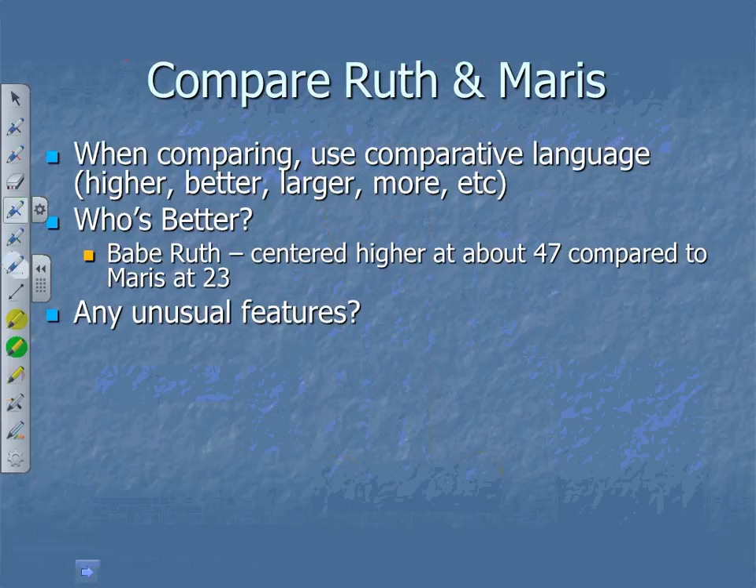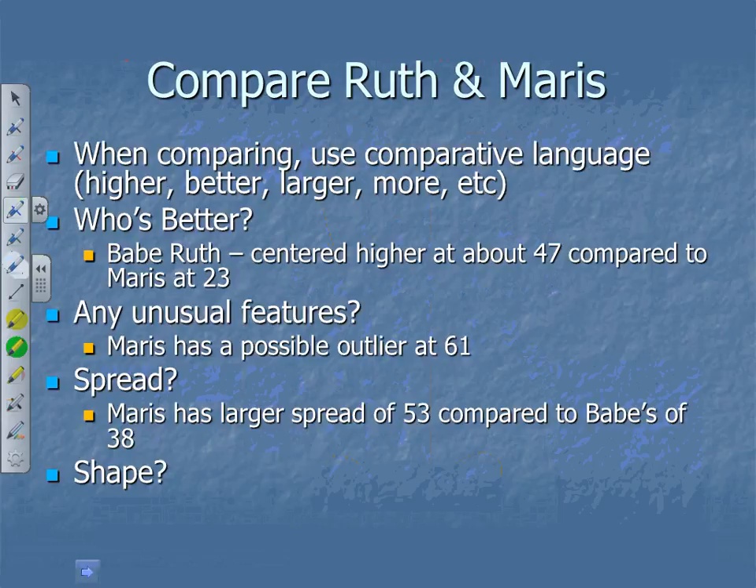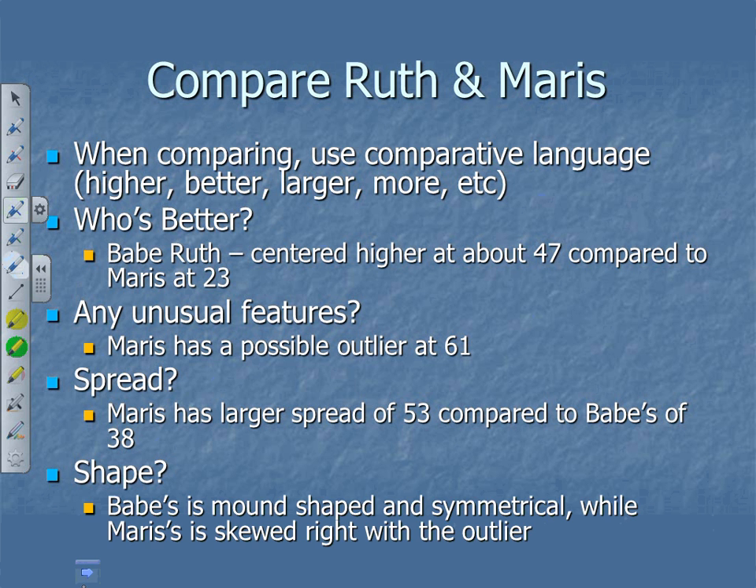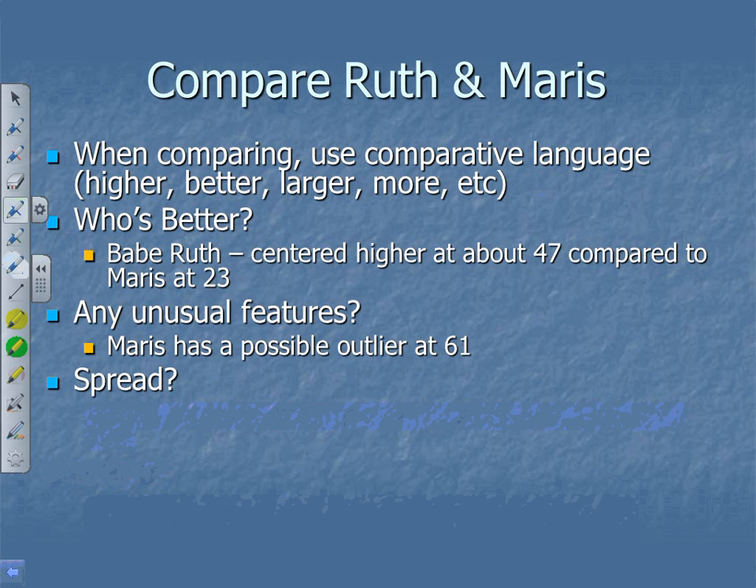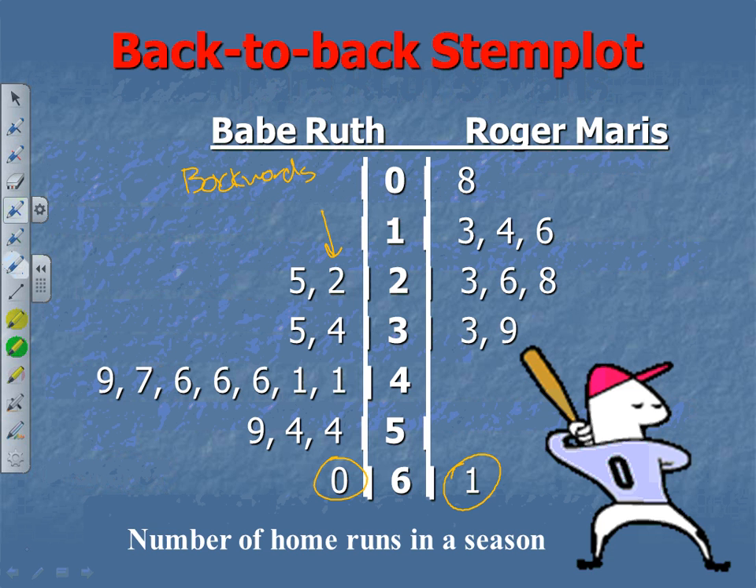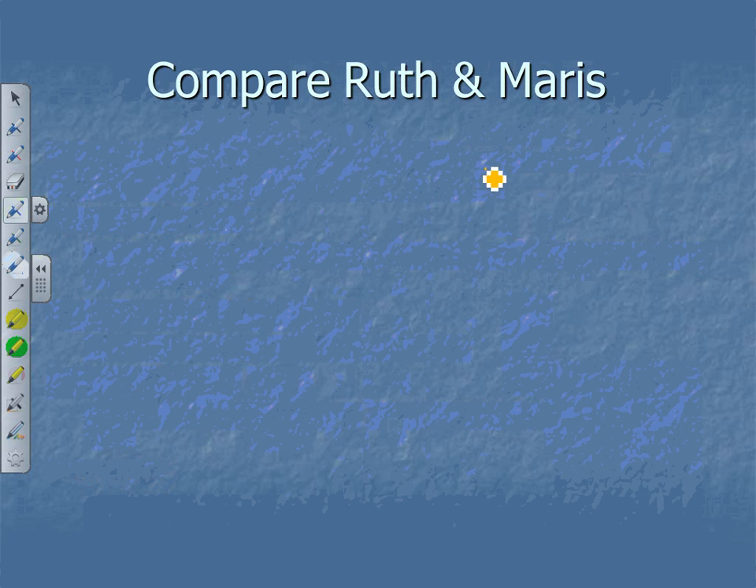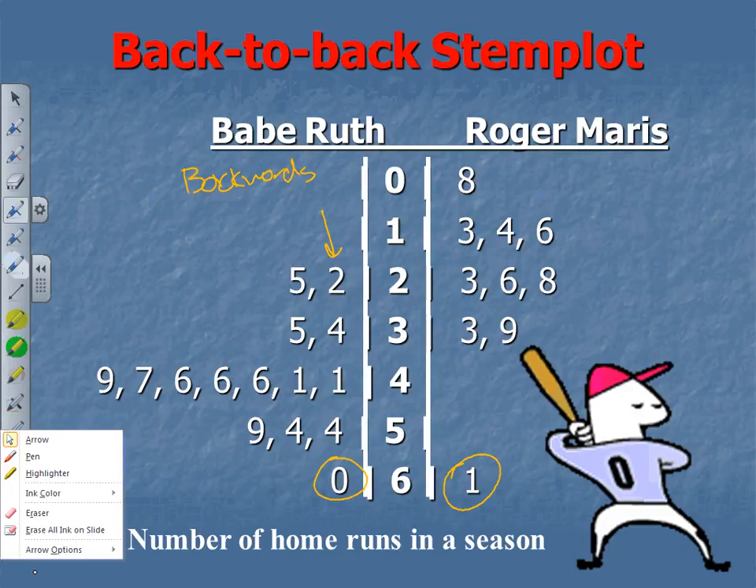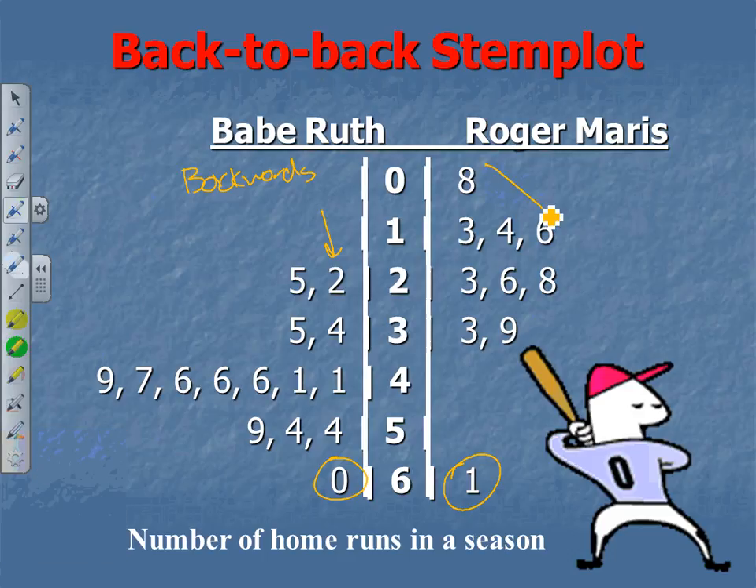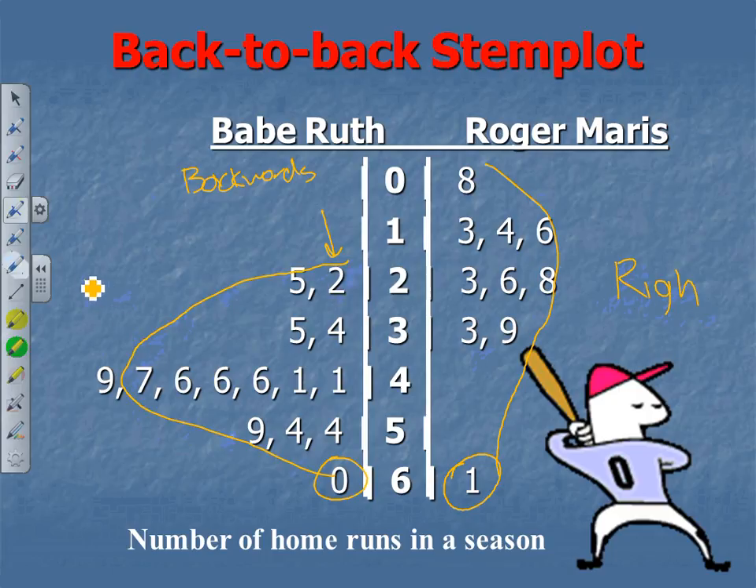Okay, so who's better? Probably Babe Ruth. Maris has a possible outlier. Maris has a larger spread compared to Babe Ruth's. If you looked at the shape, looks like Roger Maris is going to be skewed to the right. Skewed right. Whereas Babe Ruth looks to be a little bit normal or symmetrical. Okay, cool.